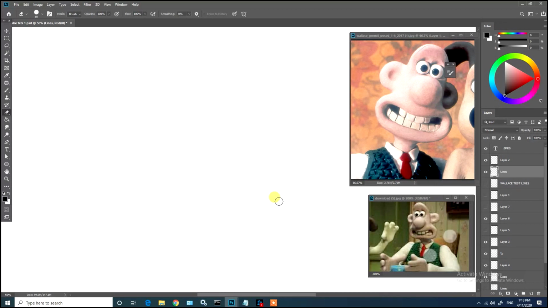So today what we'll be doing is learning how to draw Wallace from Wallace and Gromit. You guys probably know him from his cheese-based adventures with his little pooch.